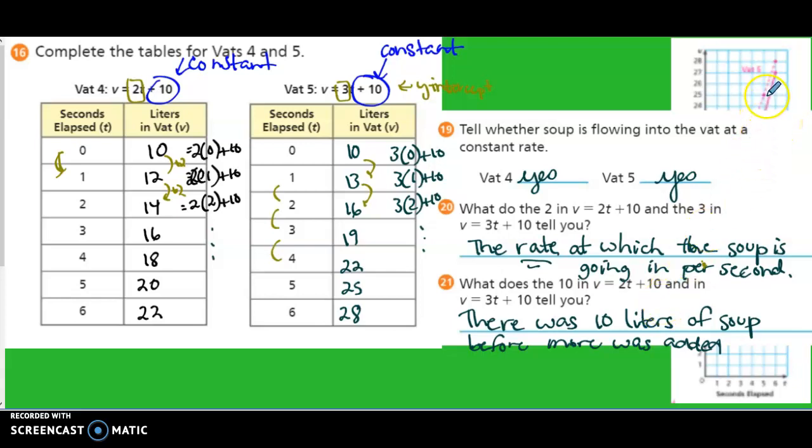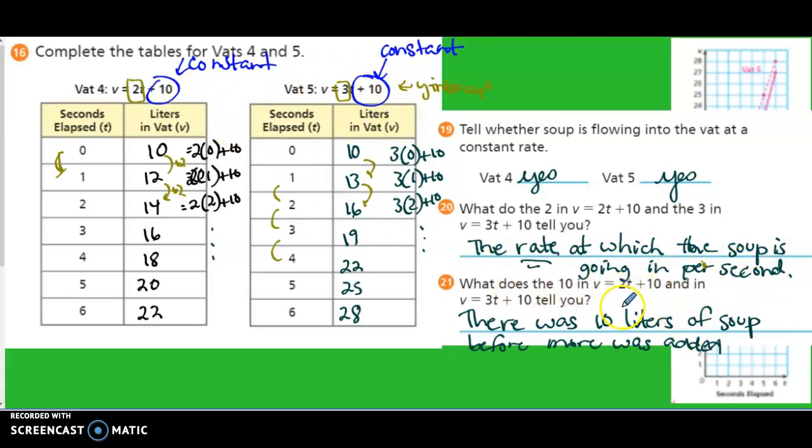And I could draw a unit rate triangle, over 1, up 2. And this that 5 would be over 1, up 3. What does the 2 stand for and what does the 3 tell you? Again, that's your unit rate at which the soup is going into the vat per 1, and in this case per 1 second. What does the 10 in the equation mean?